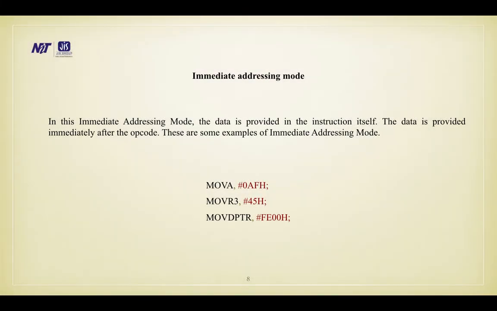Immediate addressing mode. In this immediate addressing mode, the data is provided in the instruction itself. The data is provided immediately after the opcode. There are some examples of immediate addressing mode. MOV A, #0AFH. MOV R3, #45H. MOV DPTR, #0FE00H.